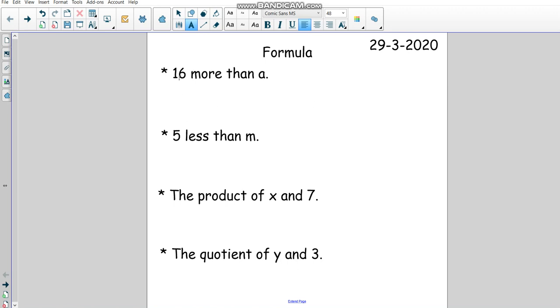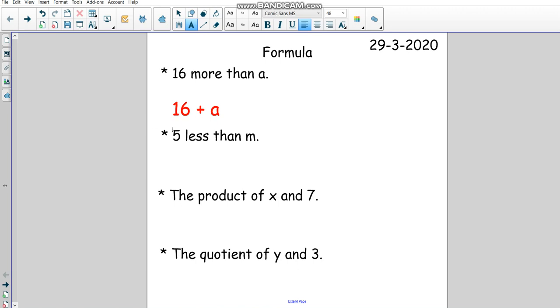First example, 16 more than A. My keyword is appearing here, more than. So, to write an algebraic expression, I will say 16 plus A. This is an algebraic expression that is expressing 16 more than A.